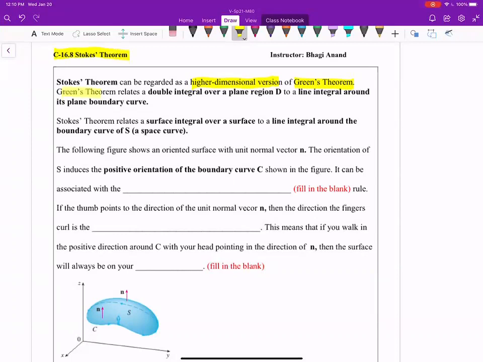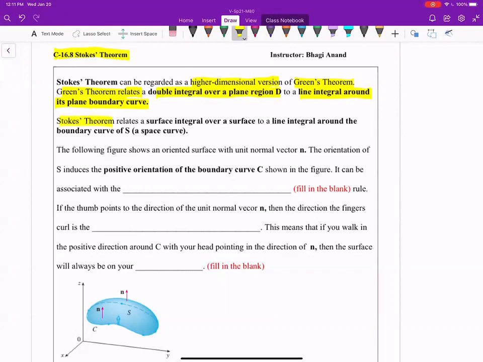Green's theorem relates a double integral over a plane region D to a line integral around its plane boundary curve. So the line integral over the boundary, which is oriented in the positive way, is equal to the double integral over the plane region D that the boundary curve encloses.